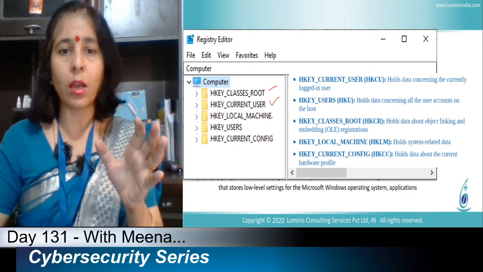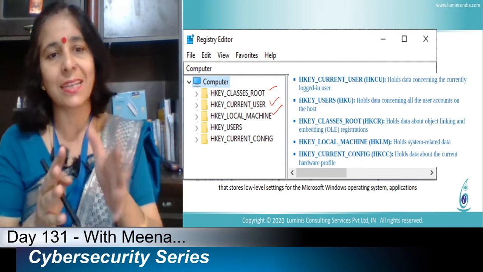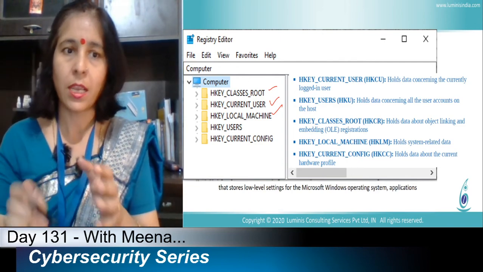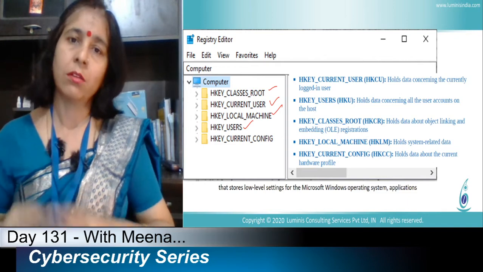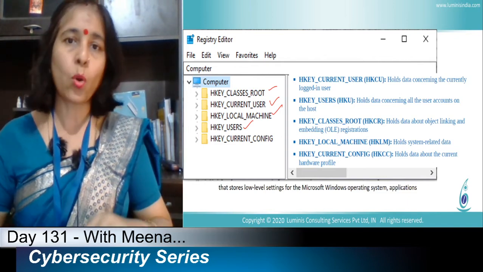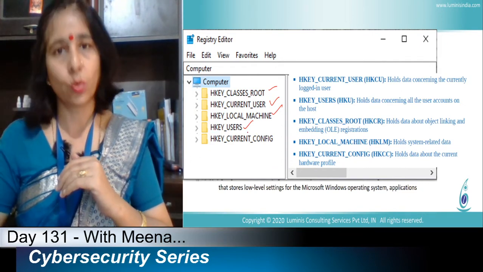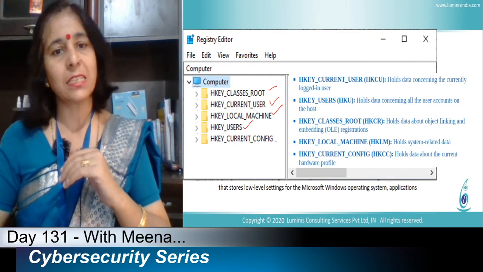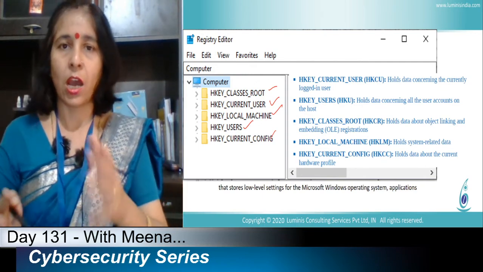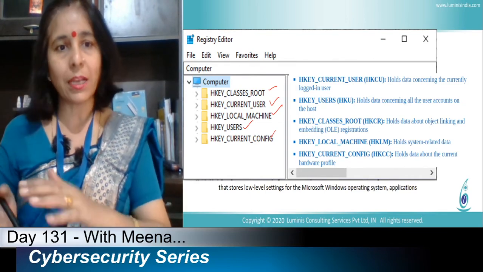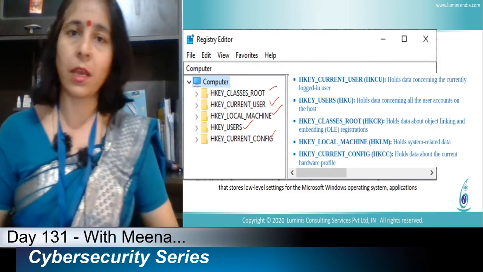And the local machine hive contains the information related to the system data. Then HKEY_USERS: on a computer there can be many users, and even system-generated users, so all the information about the users exists under HKEY_USERS. And the current config has the information about the hardware profile: what devices you are using, what devices are working, which application is accessing those devices. All that information exists in the current config. So these are the five hives.